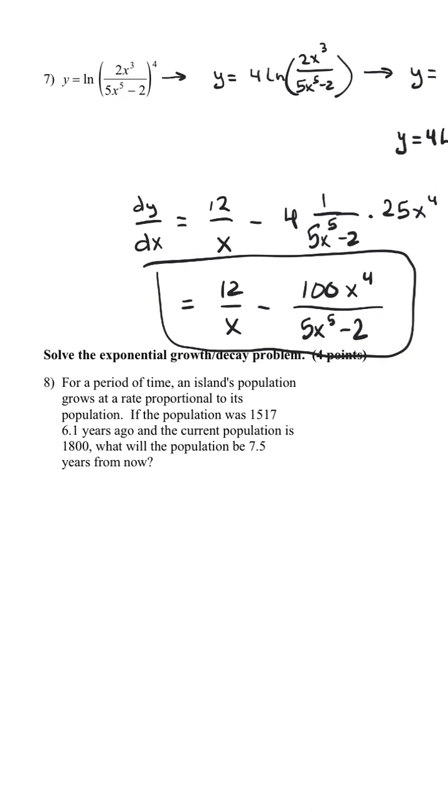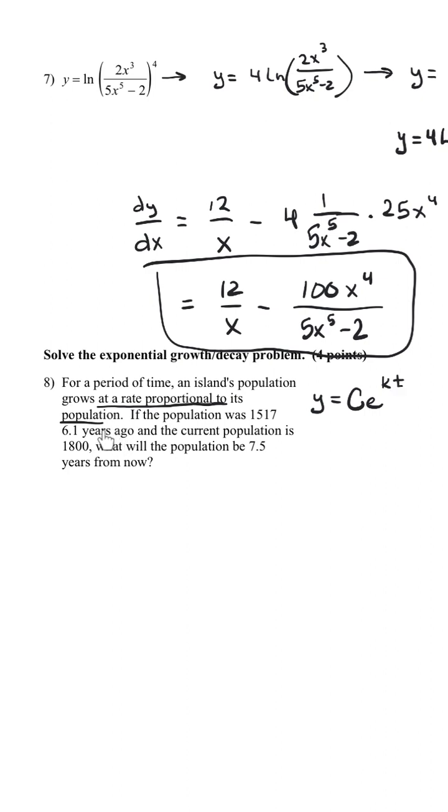The phrase we're looking for here in question 8 is this one right here: it grows at a rate proportional to its population. So that phrase again tells us it follows the exponential growth model, where y is a future amount, c is an initial amount, k is the relative growth rate, t is an amount of time.